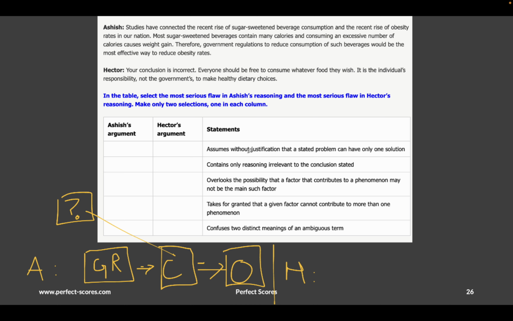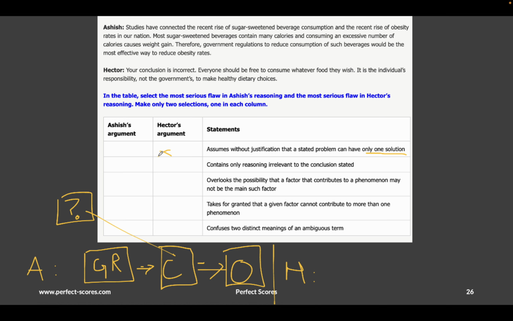The first one here is: assumes without justification that the stated problem can only have one solution. Well, there is no talk about solutions in this problem. Hector is not even making an argument. So this definitely goes away with Hector. In some sense, Ashish is talking about a particular solution. So this can potentially be Ashish's answer. So let's move on and see if we can get a better answer option.